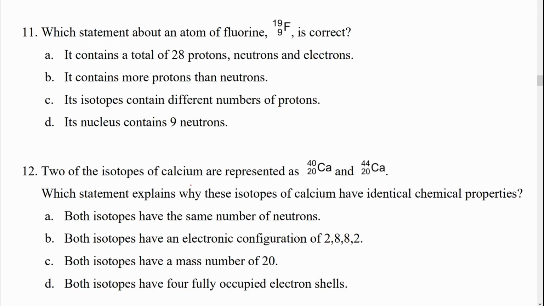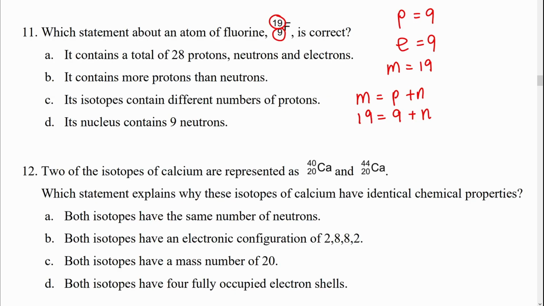Which statement about an atom of fluorine-19 is correct? Okay, so this is an atom. In an atom, the number of protons equals the number of electrons, right? So this is the proton number, and the proton number is 9. The electron number is also 9, while the mass is 19. Remember, mass equals proton plus neutron. So how many protons? 9, plus the neutron, which we don't know because we have to find it, while the mass is 19. So the neutron equals 19 minus 9, which is 10, right?